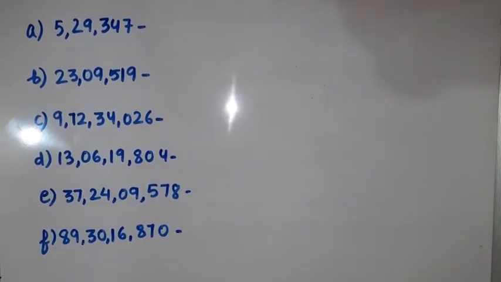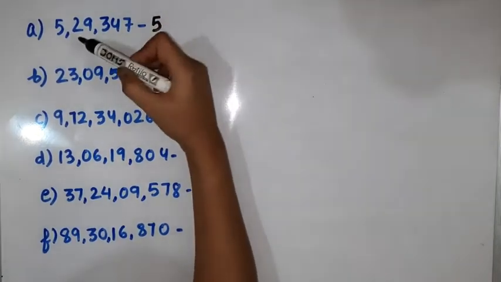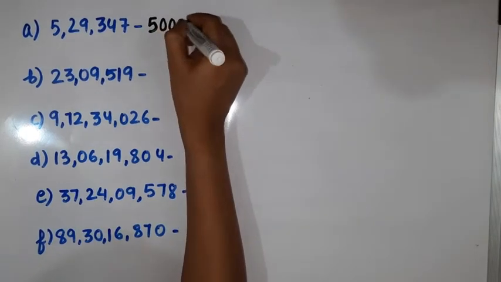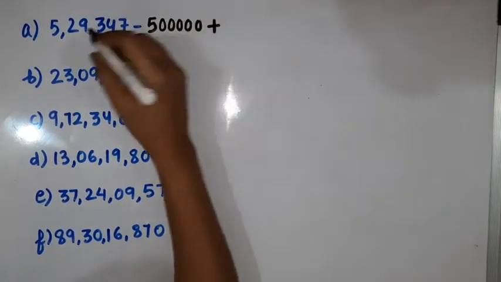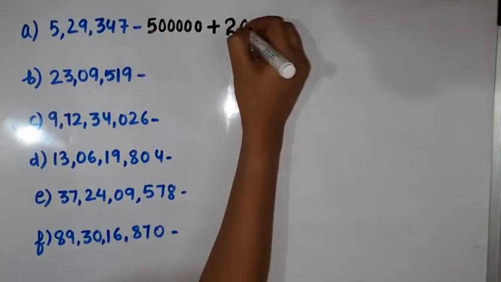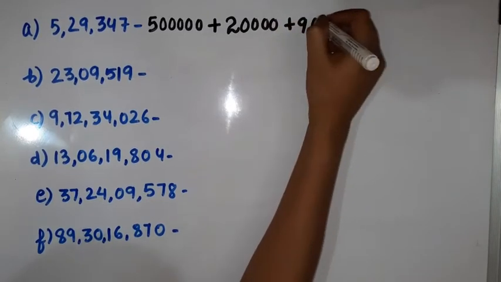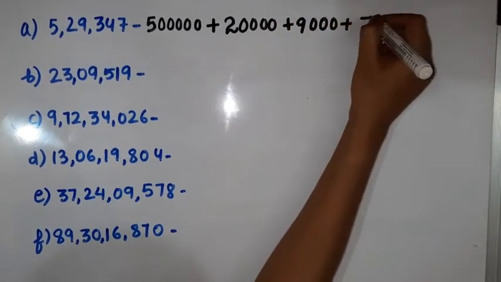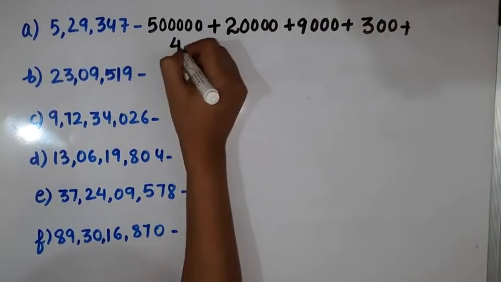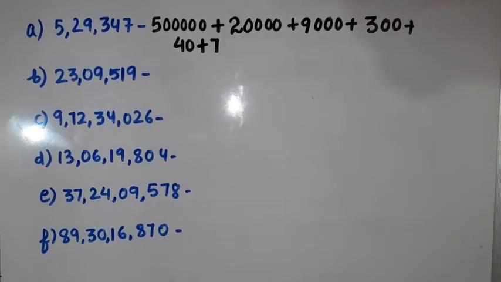The first question you can see, we have 5. After 5 we have 1, 2, 3, 4, 5 digits. So we'll put 5 zeros. 1, 2, 3, 4 and 5. Plus the next digit is 2. After 2 we have 4 digits. So 1, 2, 3, 4. Plus 9. After 9 we have 3 digits. Then after 3 we have 2 digits. Then after 4 we have 1 digit, and finally we have 7. This is how the expanded form is written.